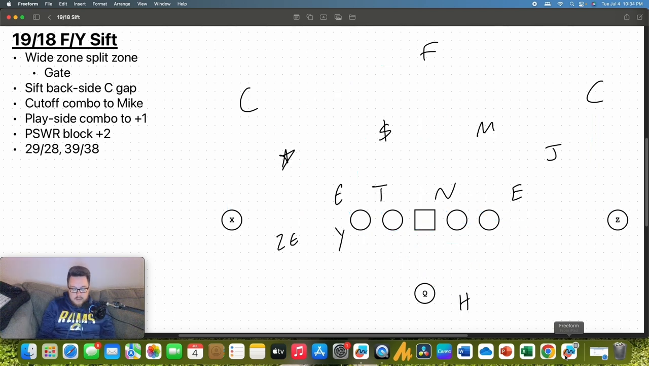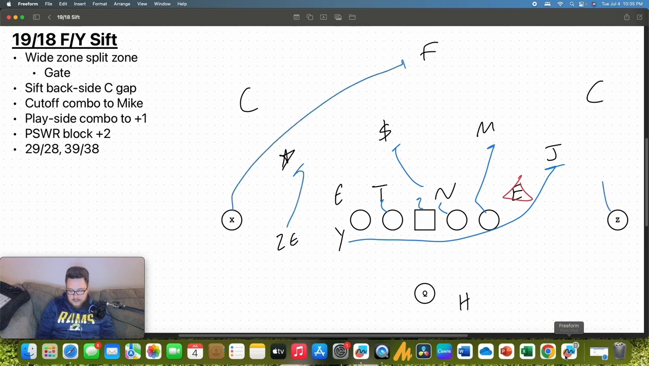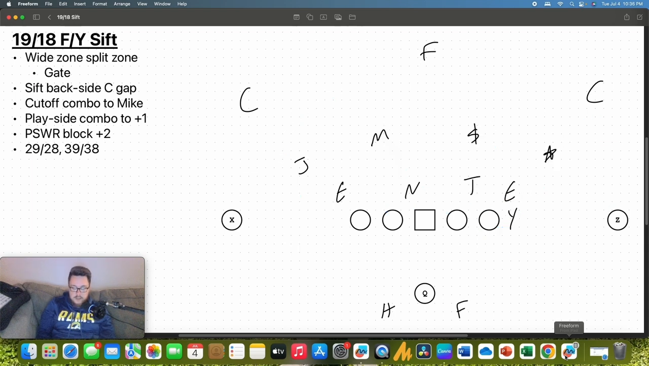All right, last front here, looking at a 4-4. Here we're going to go 39 Y sift or Y bear. We would ID our backside linebacker. We'll have two solos, a combo to the plus one. Backside tackle would have the mic. We're going to loop around for the jack and read the defensive end. Zebra would have the star. X have the free safety. Z taking that corner. Different formation here, same front.